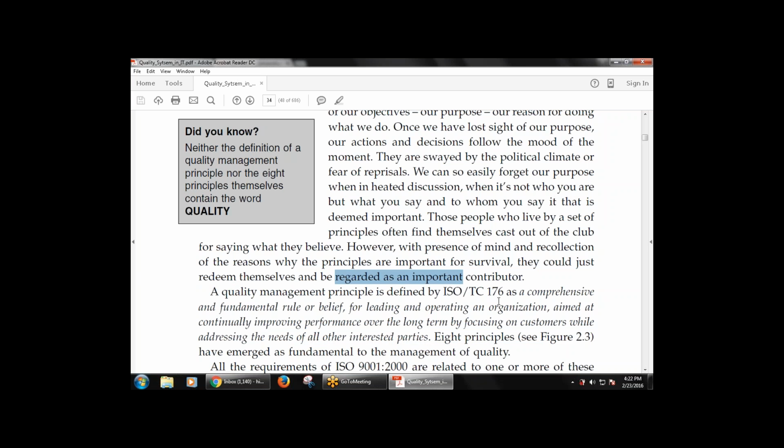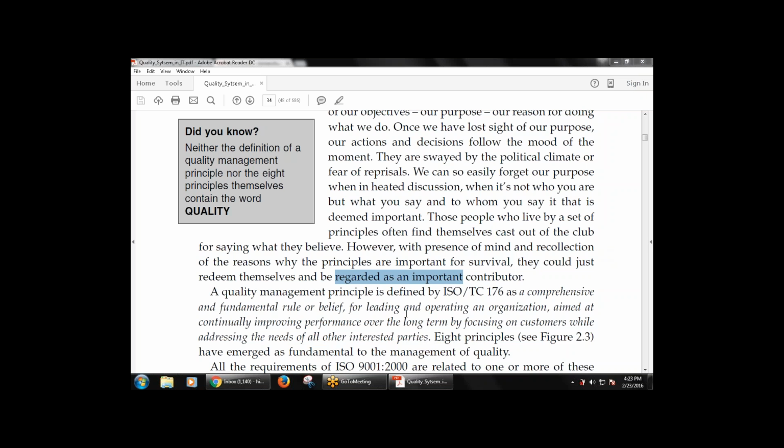Now, what is the meaning of a quality management principle? How is it defined? It is defined as a comprehensive and fundamental rule or belief for leading or operating an organization. That is how to operate an organization. So what is the main aim of this?